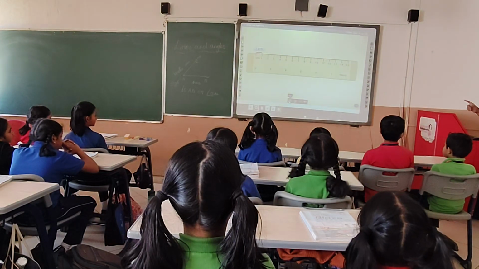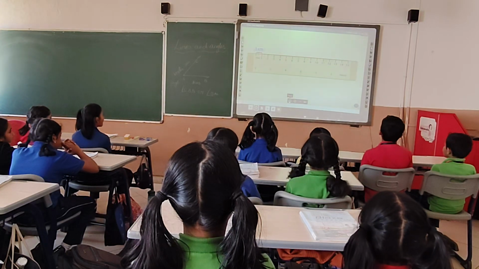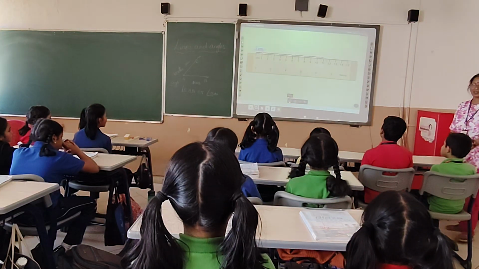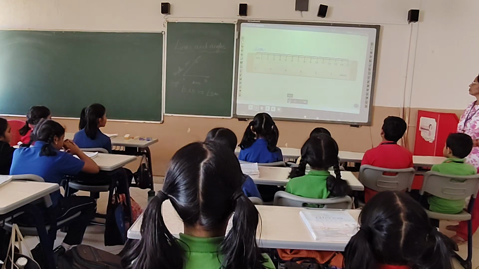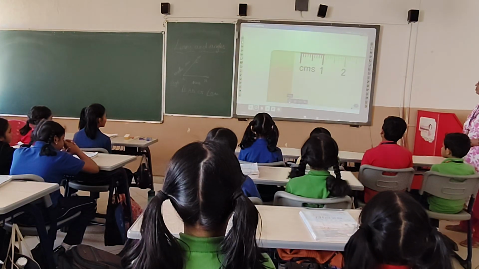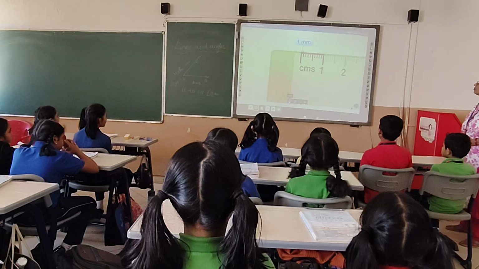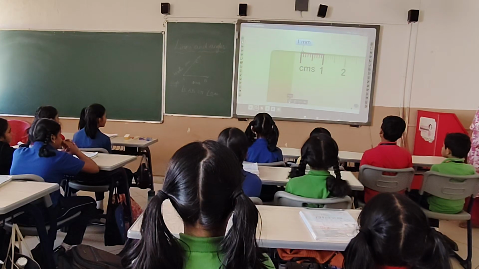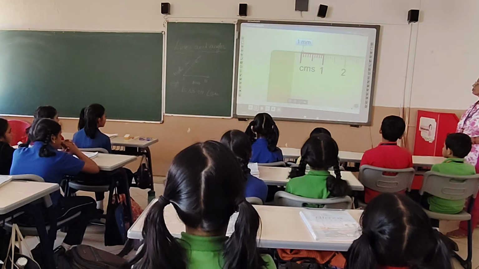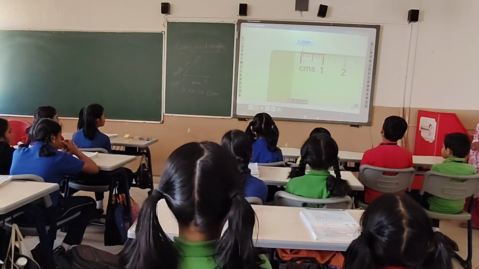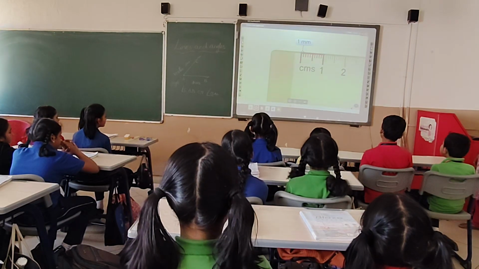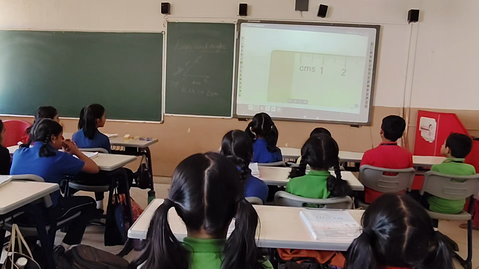So just now I showed you the ruler. Now you can see what that is. Each division is equal to 1 centimeter. Every centimeter is further divided into 10 smaller markings. These are the millimeter markings. Each of these small divisions is equal to 1 millimeter.